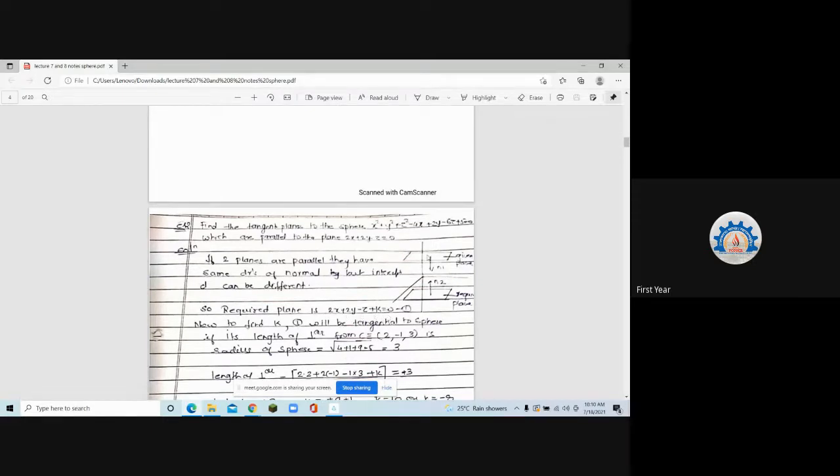What will change? See, the distance of this and the distance of this from the origin are different, or the intercept is different. So this constant will be different. Are you getting it? Everyone understanding? Yes, ma'am. So I have to find the value of k. So how will I find the value of k? Can anybody tell me how you can find k?